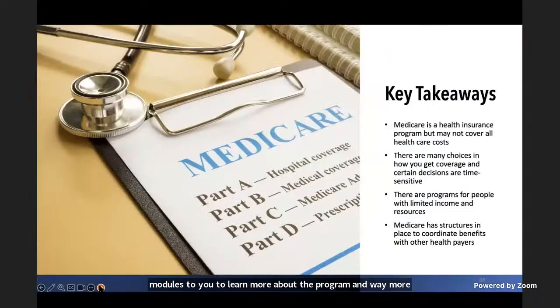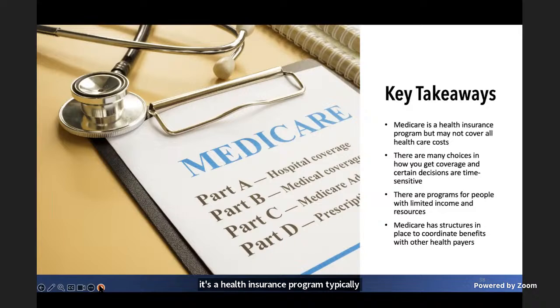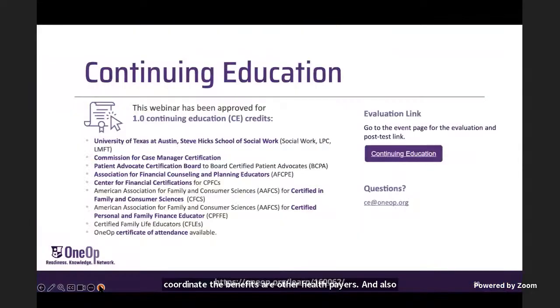So our key takeaways for today is that it's a health insurance program, typically for older adults, but may cover other qualified individuals. But it doesn't cover every cost. There are choices in how you get coverage, and certain decisions are time sensitive, so pay attention to some of those timelines. There is additional help out there for people with limited income and resources, so ask that question if you think that you need extra help. And then, there are structures in place for Medicare to coordinate benefits with other health payers, and also those carve outs for waiving penalties if you had coverage already.